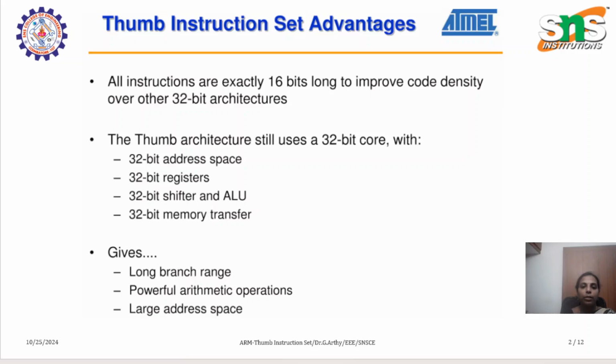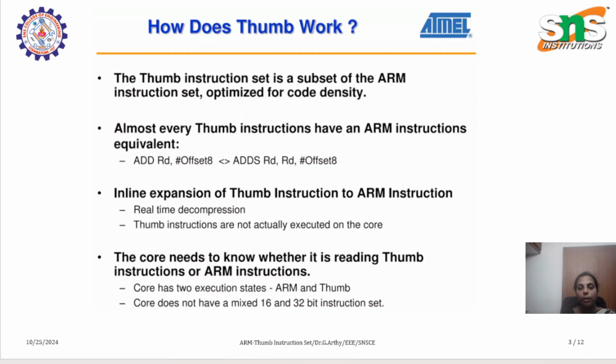When we look at the advantages of the Thumb instruction set, all the instructions are exactly 16 bits long to improve code density over other 32-bit architectures. The Thumb architecture still uses a 32-bit core with a 32-bit address space, 32-bit registers, shifters, ALU and memory. It gives a long branch range, powerful arithmetic operations, and a large address space.